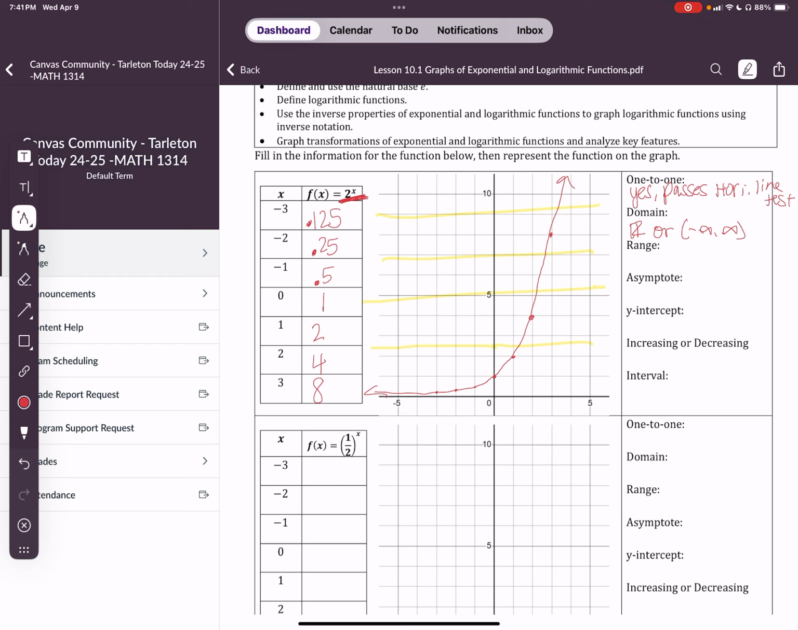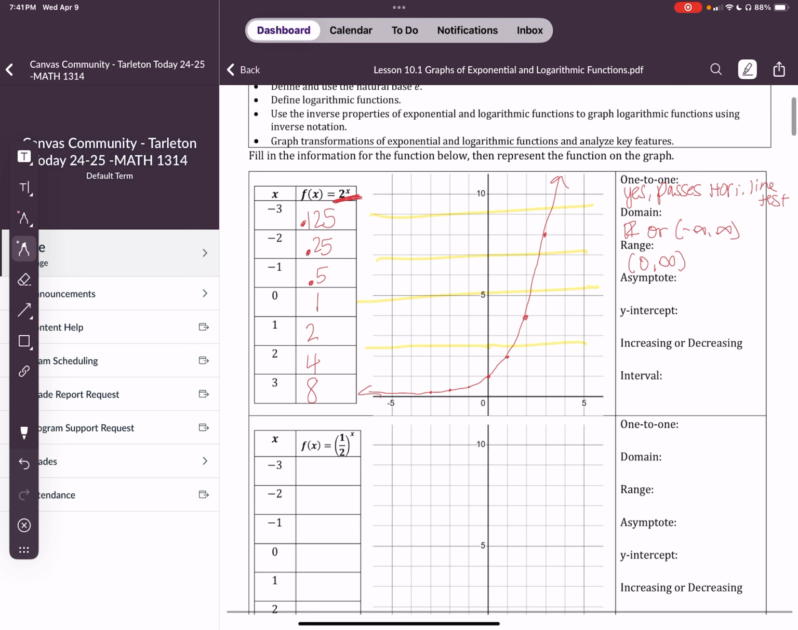Now, my range, it doesn't go below 0. I tried to draw my graph as good as I could. Obviously, I'm not perfect, but it's going to get super, super close to 0, but it's never going to touch. So my range is going to be 0 to positive infinity. Now, I do have an asymptote here, and it is right here at this line where y equals 0.